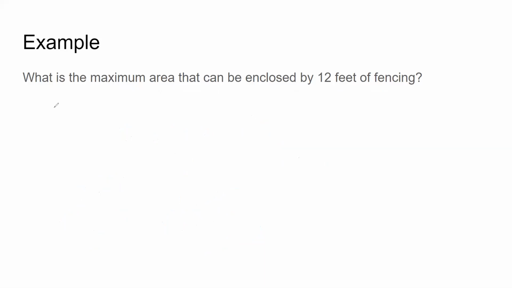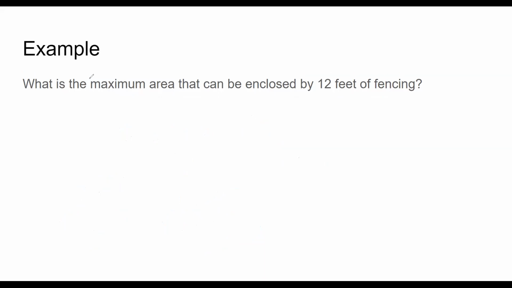Okay. What's the maximum area that can be enclosed by 12 feet of fencing? Well, when you're creating a fence and you want to enclose the maximum amount of area, it's hard to actually prove this, but if you think about it, it kind of makes sense. You want to try to create a circle because it maximizes the area. If you have folds inside, then the area will decrease. So a circle maximizes the area.